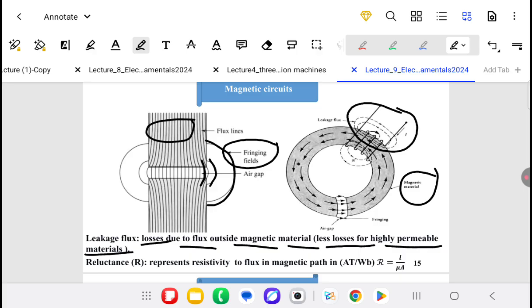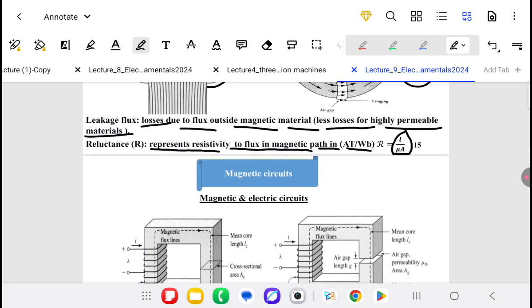The reluctance R represents the resistance to flux in the magnetic path, and has the unit of ampere-turn per Weber, where R equals the length of the magnetic path divided by the permeability multiplied by the cross-sectional area of the core.